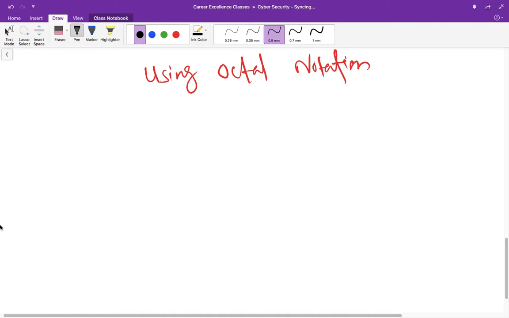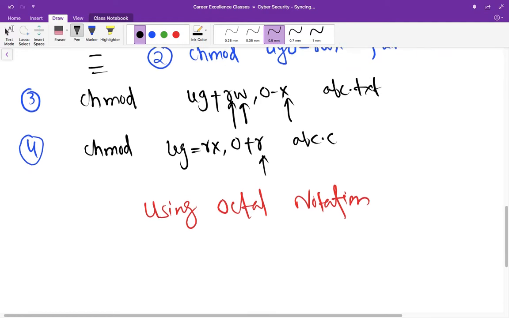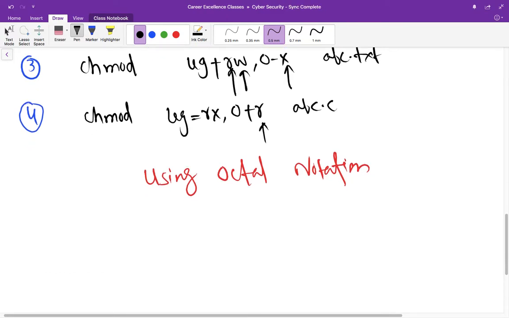In the previous lecture we saw how we can change the permissions on a file for a particular user, group of users, or other users. You might remember that we solved these examples. So now let us start with octal notation and try to simplify these things.